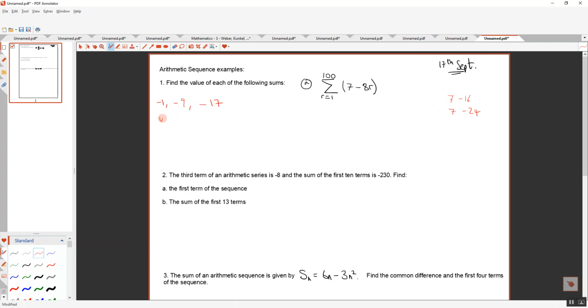So I can see that my first term is negative 1, and my common difference is negative 8. So if I use the formula, I've got 100 terms, and I've got n over 2.